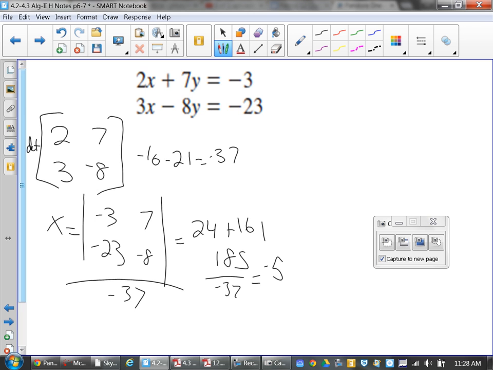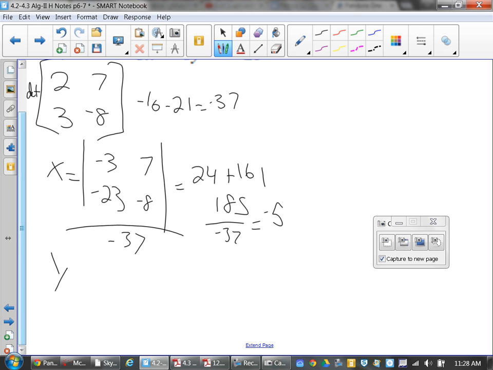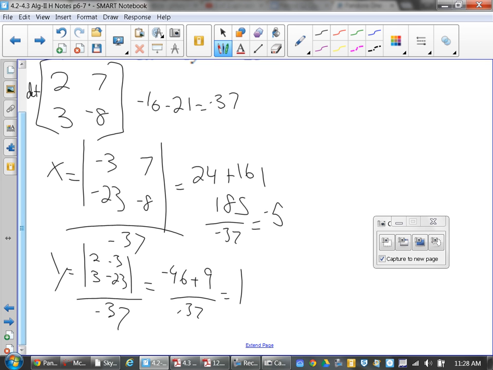Do the y values. Solving for y, you use the original x's, which were 2 and 3. The y column becomes negative 3, negative 23. Get its determinant divided by negative 37. Negative 46 plus 9, all over negative 37, so you get 1.